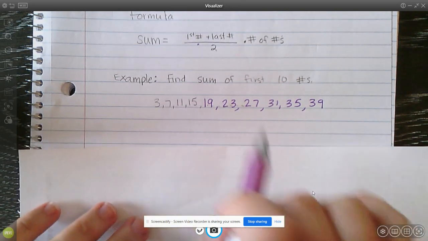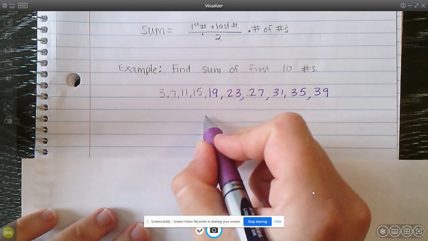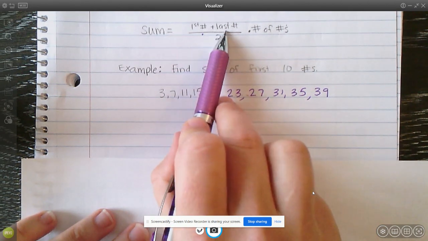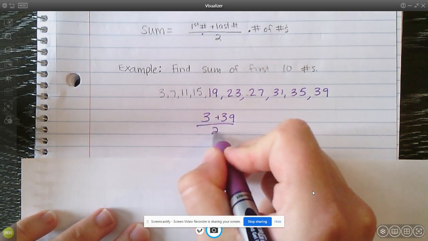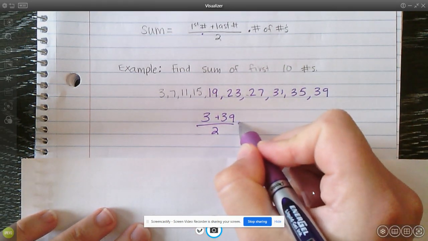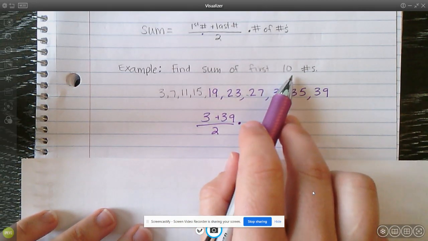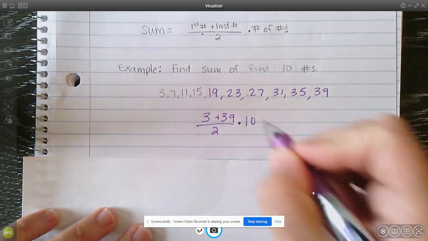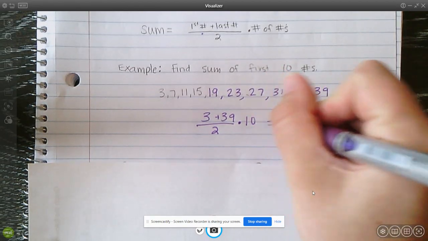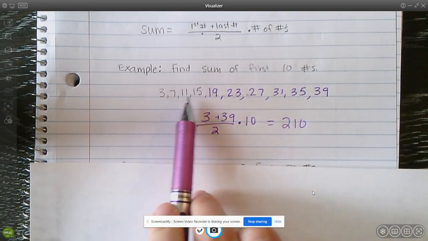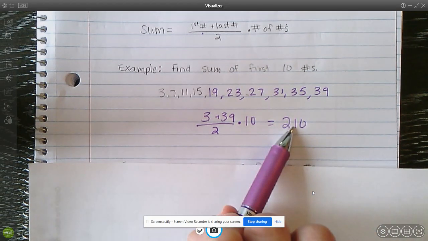Okay, so what we do is we're just going to use this formula. You take your first number, which is 3. You add the last number, so plus 39. You divide it by 2, and then you multiply by your number of numbers. If you're finding the sum of the first 10 numbers, then we have 10 numbers. If you put that into your calculator, 3 plus 39 divided by 2 times 10, you get 210. So if I were to add all of these numbers together, I'd get 210.